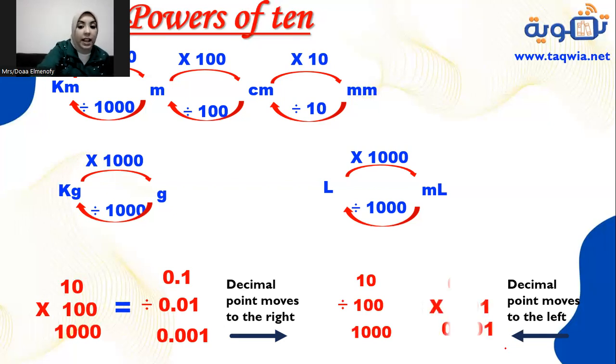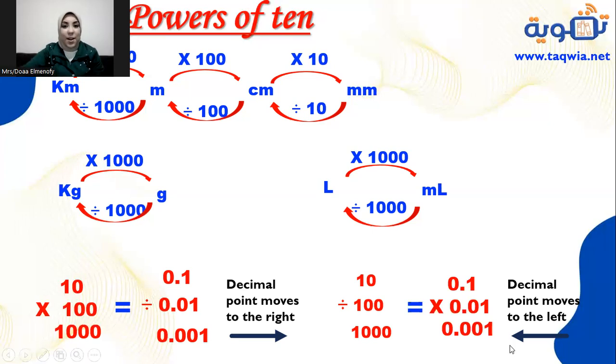Okay, and they are equivalent to multiplying by 0.1, multiplying by 0.01, multiplying by 0.001. In this case, you're going to move the decimal point also to the left, not to the right. To the right is if we multiply by 10, 100, and 1,000, okay?